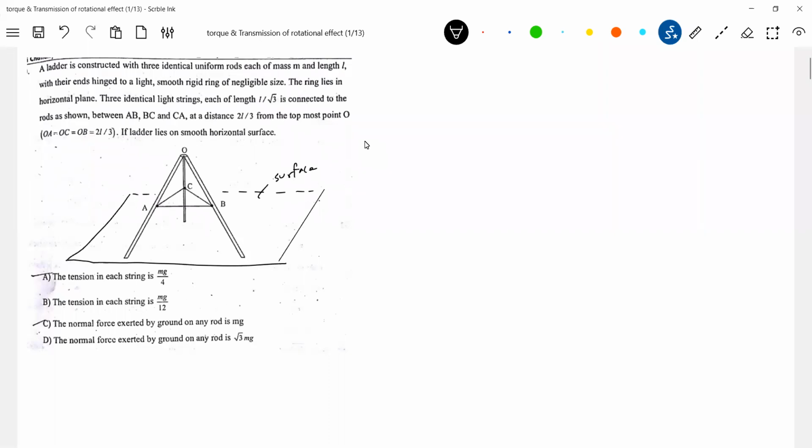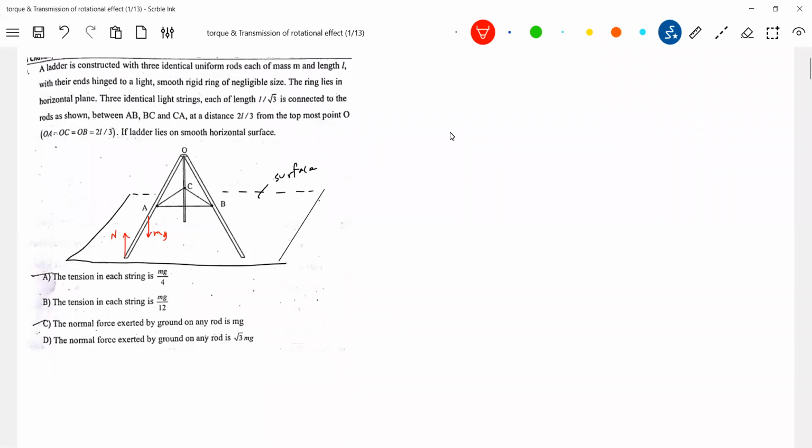Well, the string will be taut, and tension will act. It's all about showing the various forces that are acting. So where the weight of the rod will act? I'll begin with the question. The weight of the rod: for each rod, you can show the weight will act vertically down.